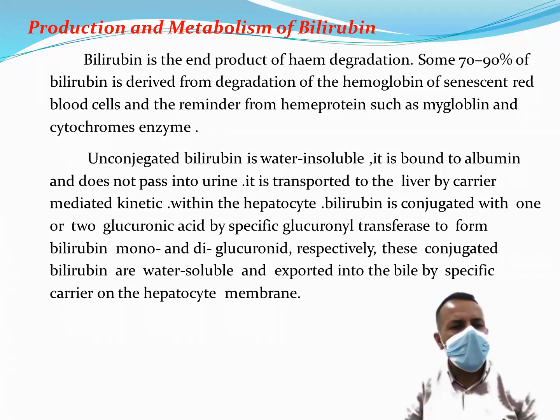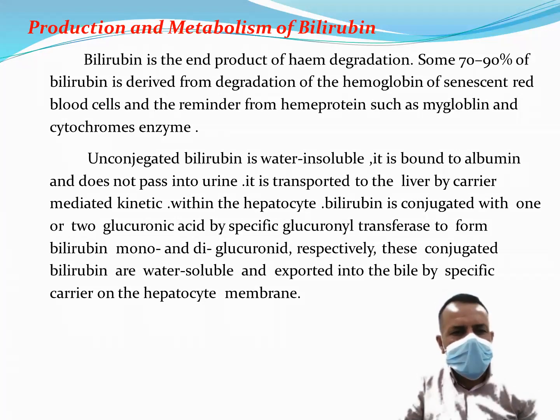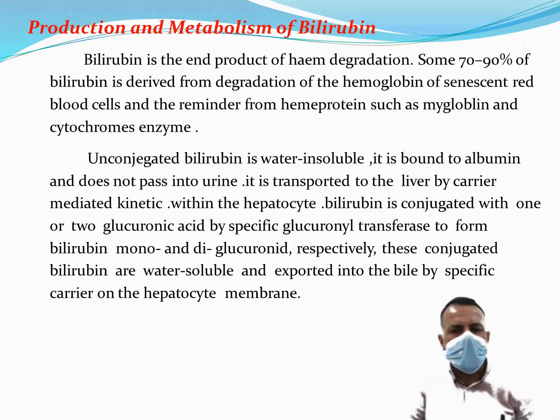The half-life of the RBC is about 120 days, and then it is destroyed. The end product of destruction of RBC is destruction of the hemoglobin. The heme degradation leads to bilirubin. So 70 to 90% of the bilirubin comes from RBC, but it can come from other sites that contain heme proteins, for example, myoglobin and cytochrome enzymes.